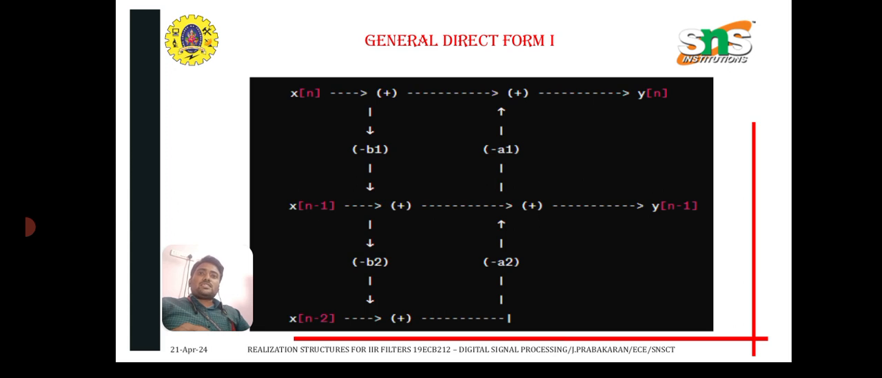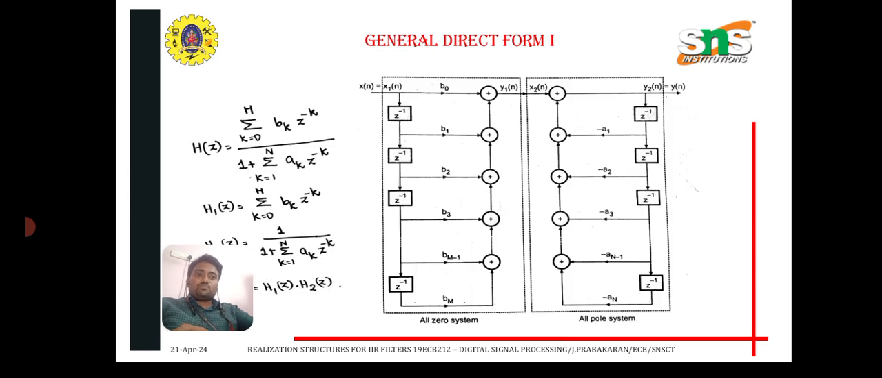This structure directly follows the difference equation and is relatively simple to implement. However, it may suffer from numerical stability issues, especially if the filter coefficients result in high gain or sharp resonance. This is the general diagram for the direct form 1 realization.